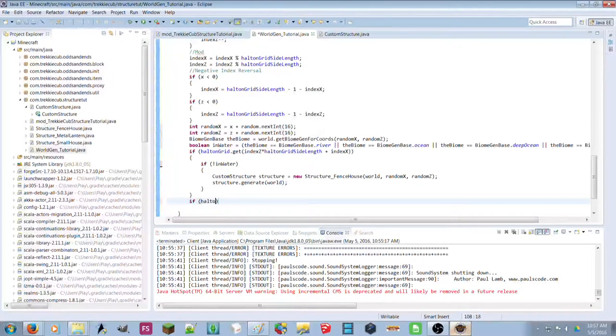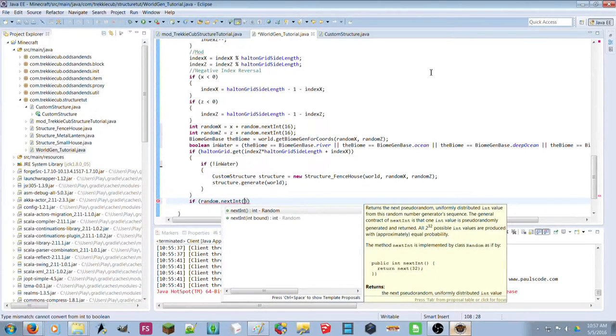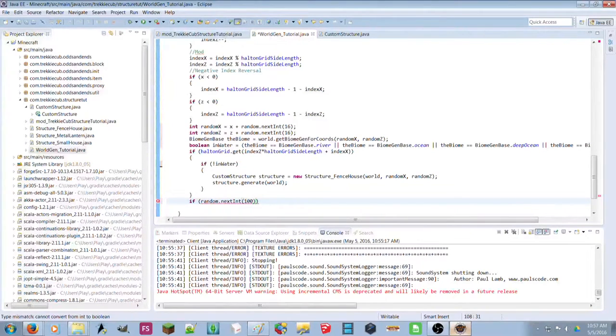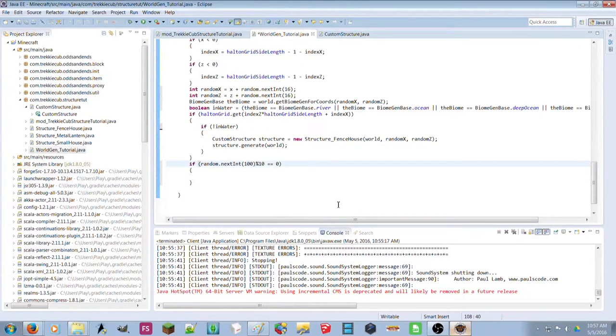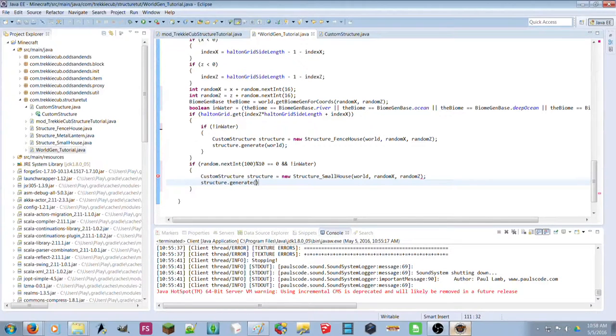So, if random.nextInt 100 mod 10 is equal to 0, and not in water, very similar code to how you just do this. I'll show you more about this in the next video. Hopefully, this should show structures spawning in two different ways.